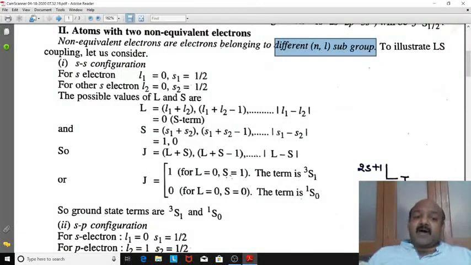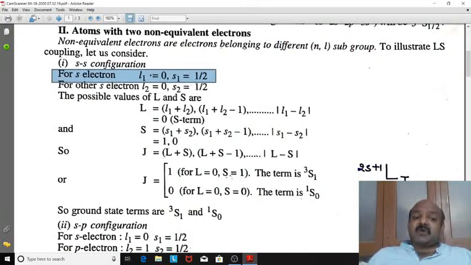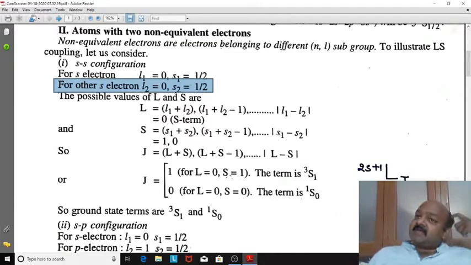So here for the first s electron, as it is in s orbital, l value will be 0. As it is a single electron, it will be in the up state, plus half. For the other electron, again, as it is in s state, l value will be 0. And again, for that orbital it is the first electron, so it will again be in the up state. So spin will be plus half.